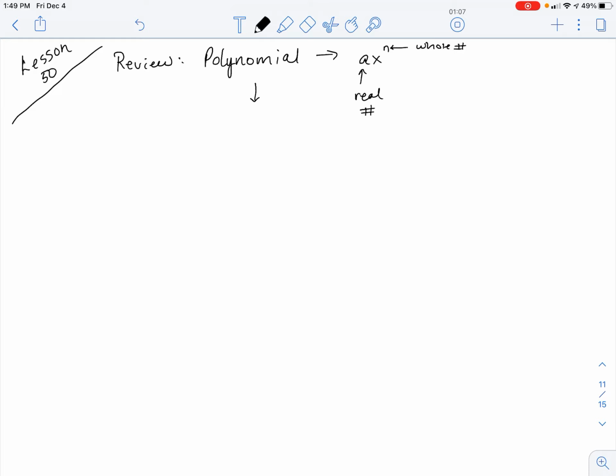Okay, guys, here we are at lesson 50 already. I want to go over this lesson with you today. We're going to be discussing polynomial equations, ordered pairs, and the Cartesian coordinate system, which you better know as the coordinate plane.